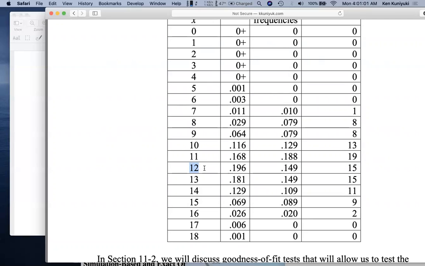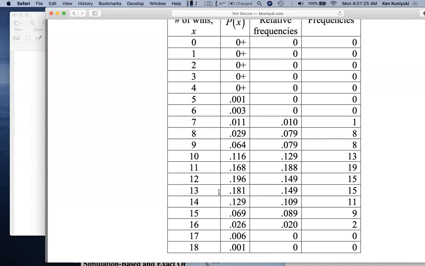Now, the probability that you win the car 12 times out of 18 under the switching strategy is about 20%, 0.196, and it's the highest probability of all of these. So it's not surprising that 12 is the most likely number, because 2/3 is the success probability. 12 is 2/3 of 18. So this is the probability distribution for X, the number of wins out of 18 rounds.